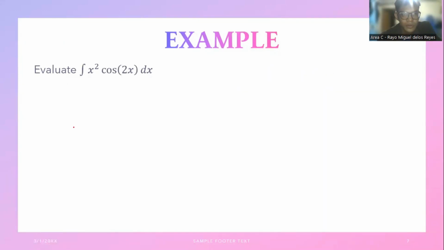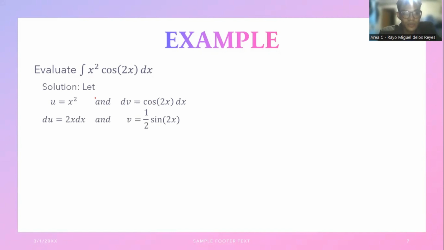And for the next example, we have the integral of x squared cosine 2x dx. And so, unang natin gagawin, we have u is x squared, ang dv natin is cosine 2x dx. And then derivative nito, that's 2x dx. Then the integral nito, cosine 2x is 1/2 sine 2x.